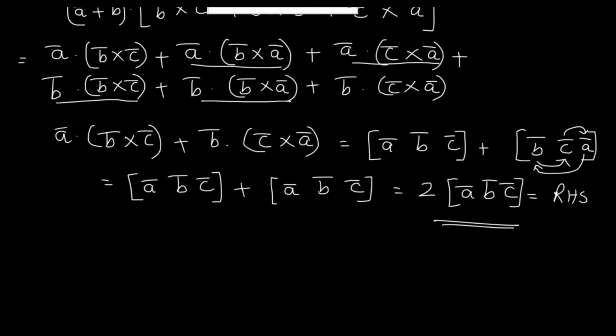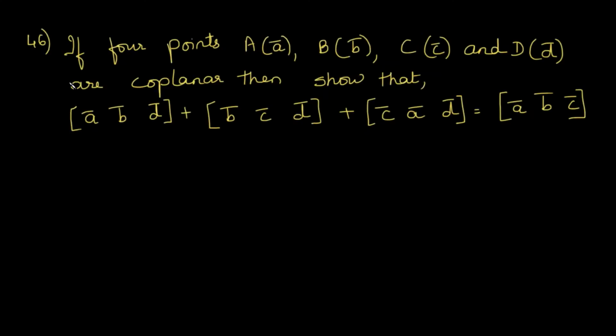So that is what the sum is about. Now in the next sum, the 46th sum, if 4 points A, B, C and D are coplanar, then show that box ABD plus box BCD plus box CAD is equal to box ABC. Now, in this case, they have already given us the position vectors of A, B, C and D as A bar, B bar, C bar and D bar.